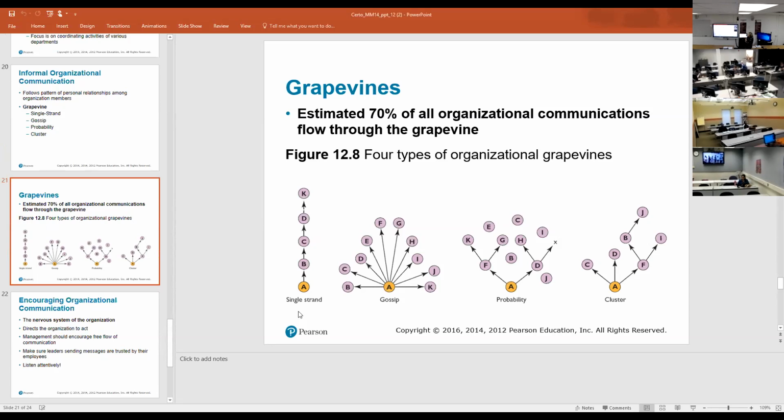Okay, so about 70% of all organizational communications flow through the grapevine. You cannot ignore the grapevine. The grapevine is where communication is going to take place, whether it be accurate or not. Okay? You, as a manager, you cannot ignore that.